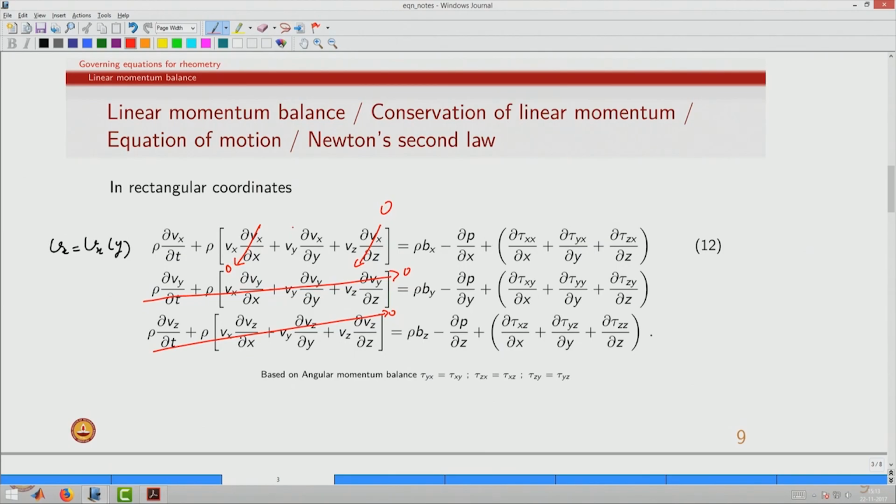Now, Vy itself is also 0. So, we can see that the inertial terms identically fall out to 0, given our assumption that we are looking at one dimensional flow with y being the shearing direction. We do not have any other terms.